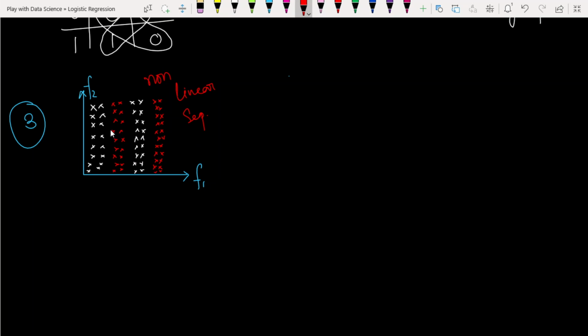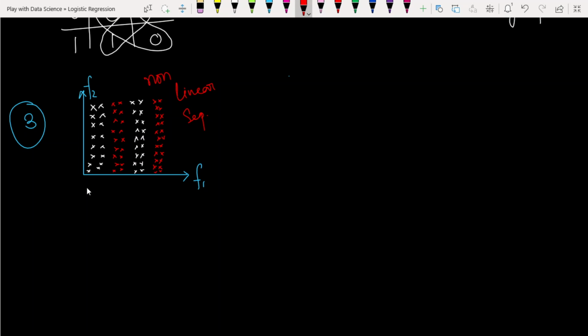So it is simply non-linearly separable data. Now the concept is how, using feature engineering, we can transform this data set into a linearly separable data set. Just pause this video and think about how it is possible. Just use your creativity. Okay, let's see how it is possible.